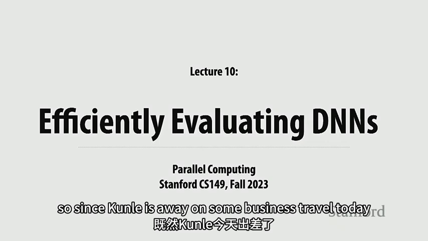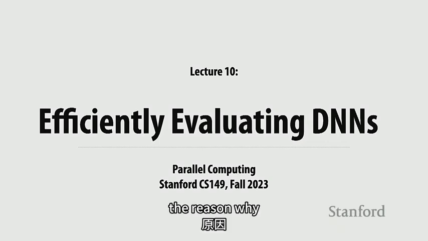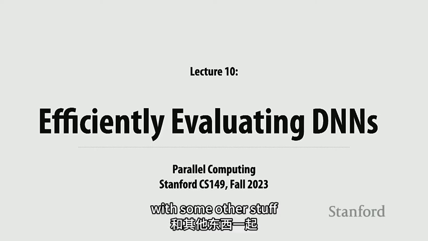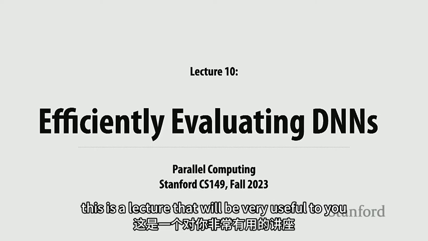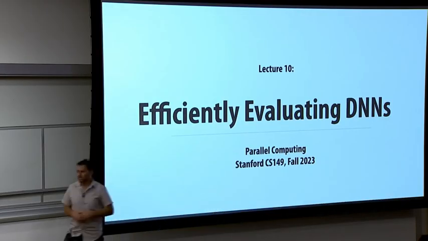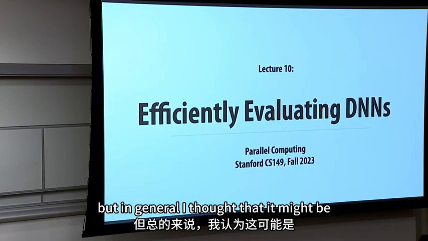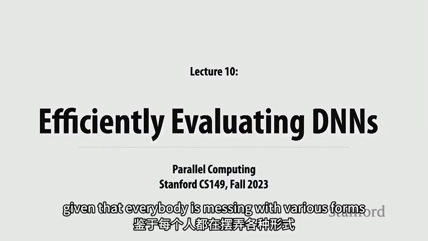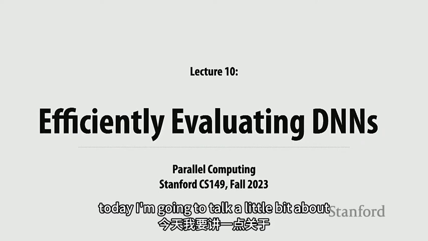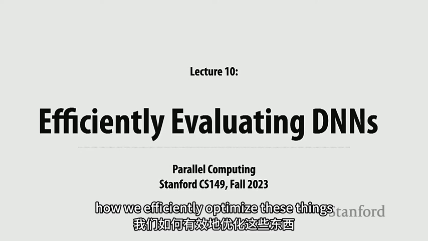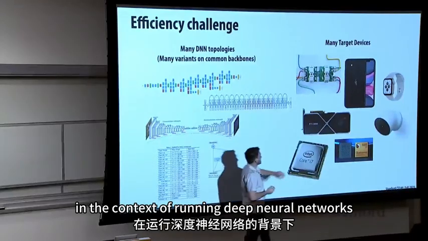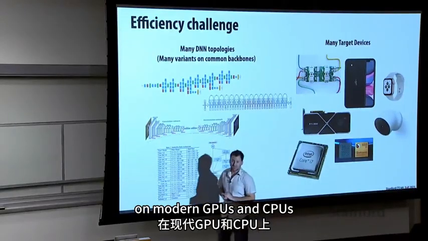Since Kunle is away on some business travel today, the reason efficiently evaluating DNNs is at this point in the lecture schedule is largely just scheduling. This lecture will be very useful to you in assignment 4, so it's coming a little bit earlier than it needs to be. But I thought it might be fairly interesting to folks, given that everybody is messing with various forms of deep neural networks today. I'm going to talk about how we efficiently optimize these things in the context of running deep neural networks on modern GPUs and CPUs.